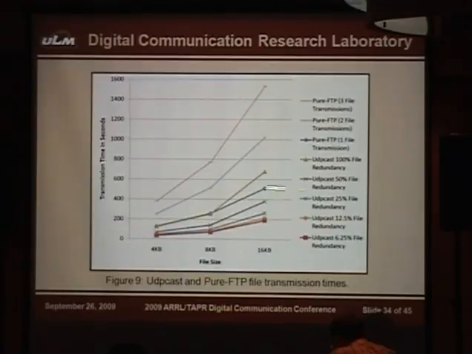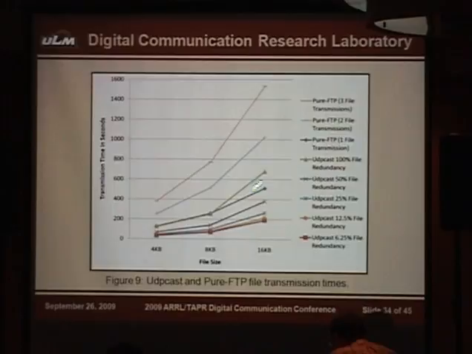So this blue line here is UDPcast with a 4 kilobyte file, 8 kilobyte file, and 16 kilobyte file with 100% redundancy. I'm basically sending twice the original image. So if I'm sending a 4K file at this position here, I'm really transmitting 8K of data. With 8K, I'm transmitting 16, and with 16, I'd be transmitting 32 kilobytes worth of data. I've doubled the file size.